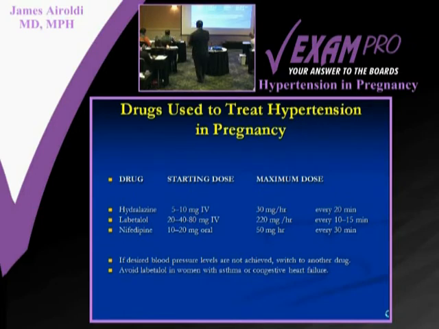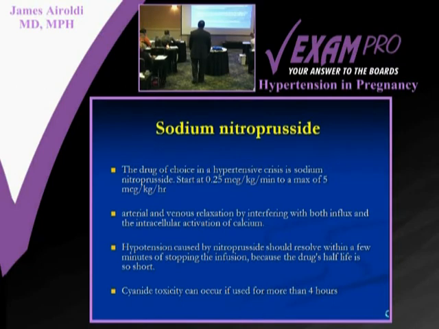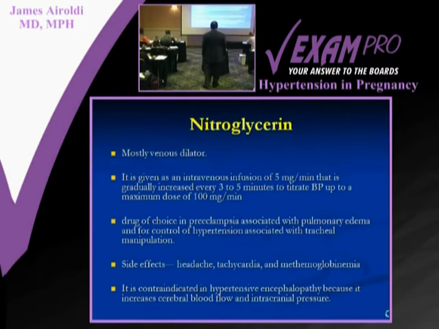Nifedipine we don't use to start, we don't use it orally. We're going to use something IV. Nipride, the test question here is, if you need to use IV nipride, what is the potential fetal toxicity? Cyanide toxicity. Nitroglycerin, I would ask a question and say, how does nitroglycerin work? Is it a venodilator, an arterial dilator, or both? It's a venodilator.